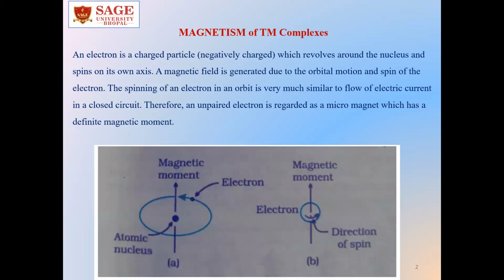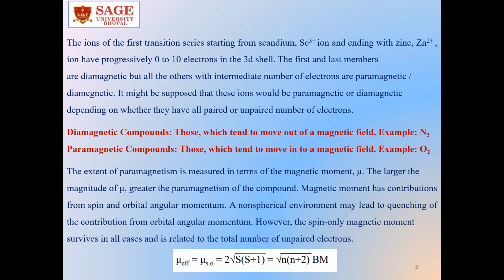Today I will discuss the introduction of the magnetism of the transition metal complexes. As we know, an electron is a negatively charged particle that revolves around the nucleus and spins on its own axis. A magnetic field is generated due to the orbital motion and the spin of the electron. All electrons have an orbital motion as well as spin motion. The spinning of an electron in an orbit is very similar to the flow of electric current in a closed circuit. Therefore, an unpaired electron is regarded as a micromagnet which has a definite magnetic moment.